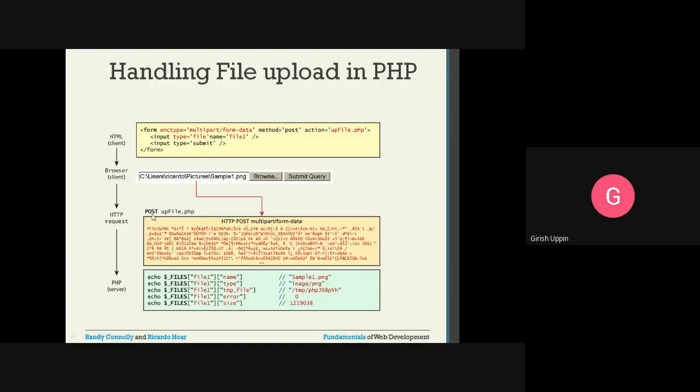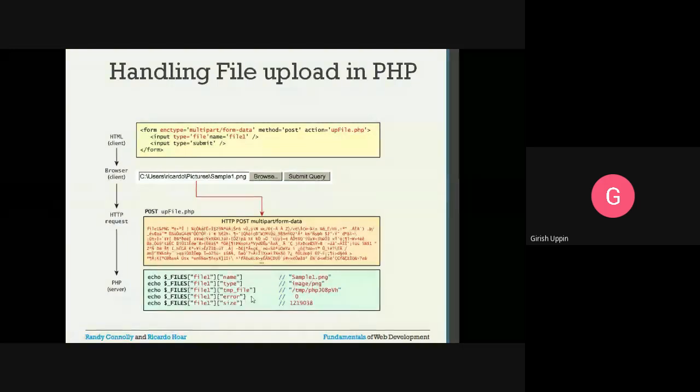Then once that HTTP request goes to the server, on the server side we can access all that information using $_FILES, and the first dimension is the file name, file1. We get the file name from the form, and the second dimension is the different attribute that we want to access, like name, type, then tmp_name, etc. Suppose you are uploading multiple files, then this first dimension will take the name of the respective file.